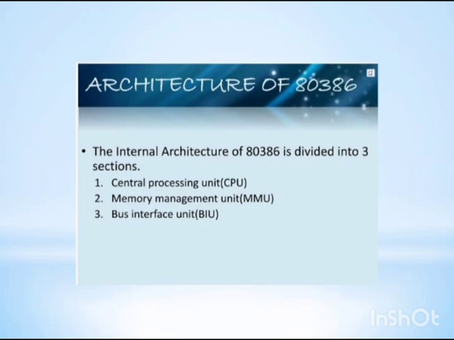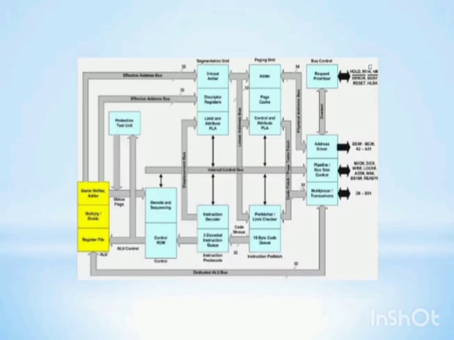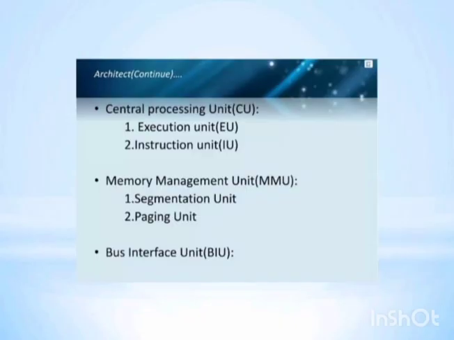Architecture of 80386. The internal architecture of the 80386 is divided into three sections. First, the central processing unit. Secondly, the memory management unit. Thirdly, the bus interface unit. So this is the architecture of the 80386. Generally, the central processing unit consists of the execution unit and the instruction unit. Similarly, the memory management unit consists of the segment unit and the paging unit.